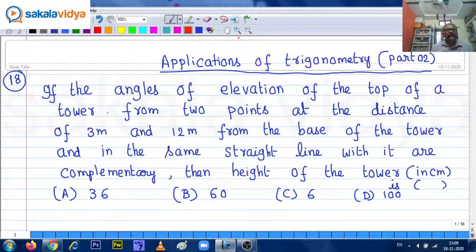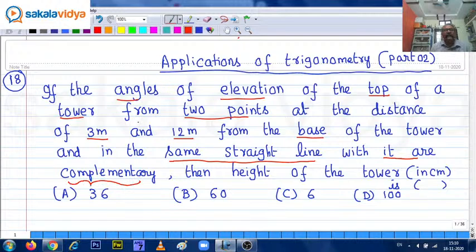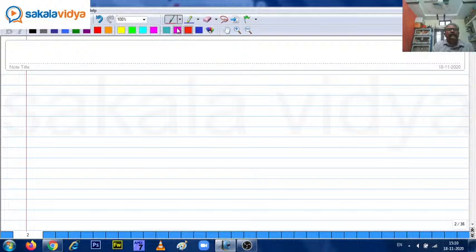So let me read the question once again. If the angles of elevation of the top of a tower from 2 points at a distance of 3 meters, 12 meters from the base of the tower and in the same straight line with it are, this is a very important keyword, complementary. The angles of elevation are complementary. Then the height of the tower we need to find out. It's a critical problem itself only. So now, 18th solution.